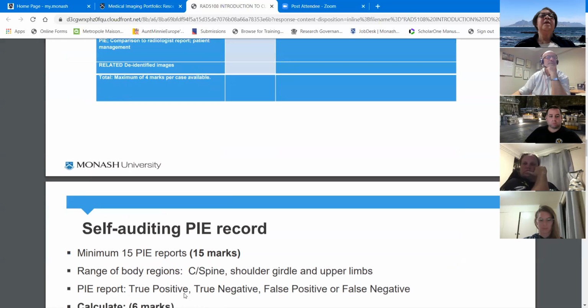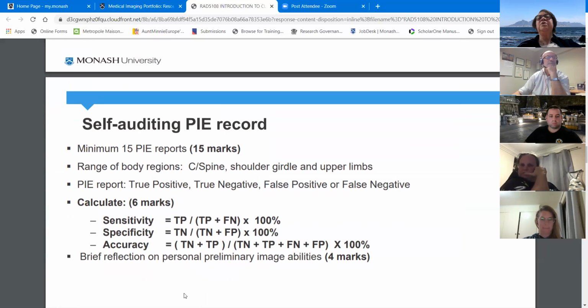Okay. So now the next part is the self-auditing PIE record, and that's where, with all of these cases, we rely on the integrity of the students. So again, 15 reports. So you can use the same reports that you've done for the cases to populate the spreadsheet. And again, you need a range of body areas, but you also need a range of normal and abnormal. Because at the end of the day, you've got to work out the true positive, you've got to work out the true negative, so what is normal, and then also the false positives or the false negatives.